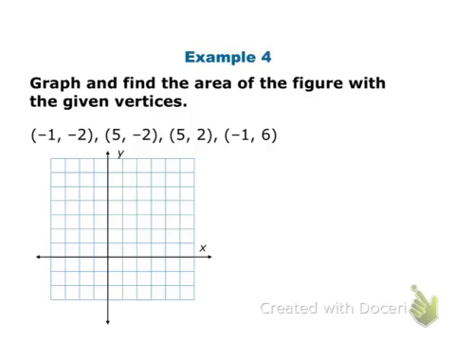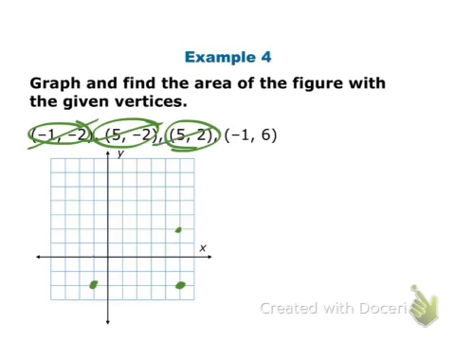So our first coordinate's at -1, -2, so go to -1 and then down 2. Second one is at 5, -2, so go over 5 and go down 2. Next one is pretty similar, 5, +2, so go over 5 and then up 2. And then -1, 6, so we're going to -1 but up to 6. 1, 2, 3, 4, 5, 6. Put a dot. So these are our coordinates.